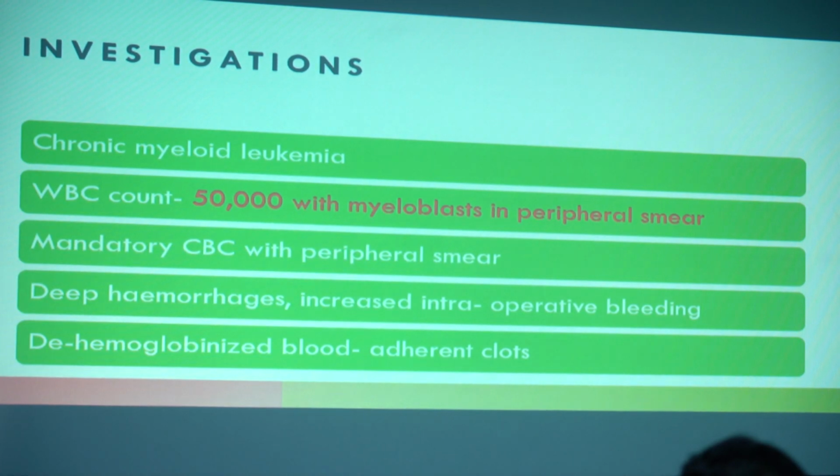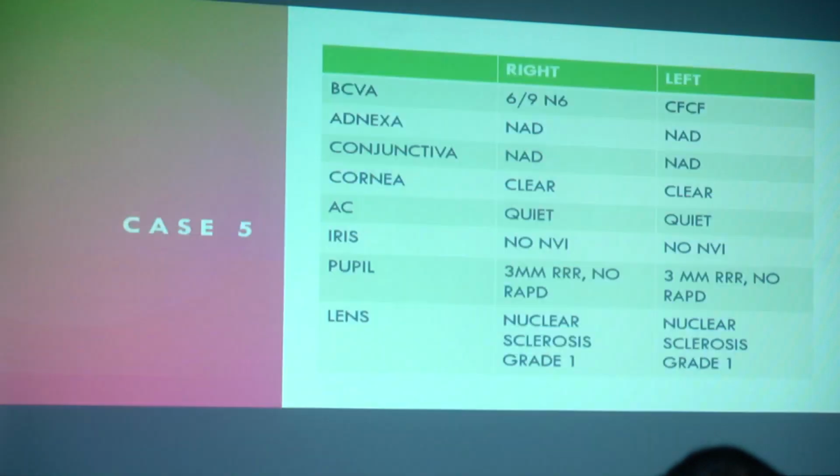in these cases. And when you see vitreous hemorrhage of unknown origin, deep hemorrhages, increased intraoperative bleeding, all these are the intraoperative findings which you see in these cases.